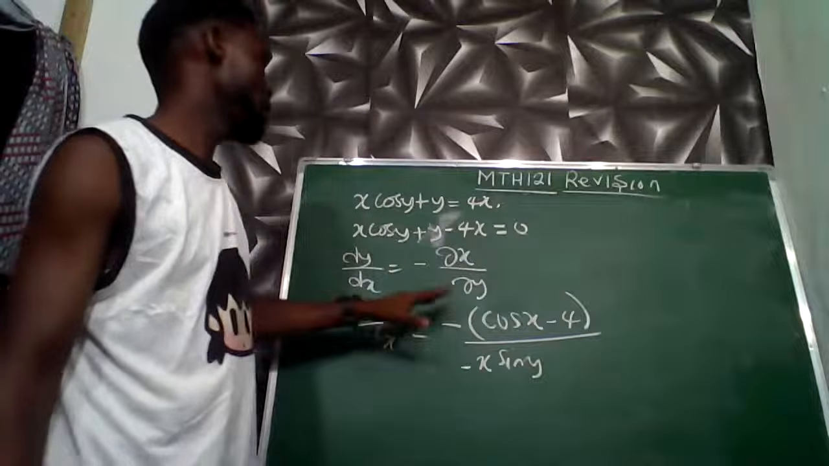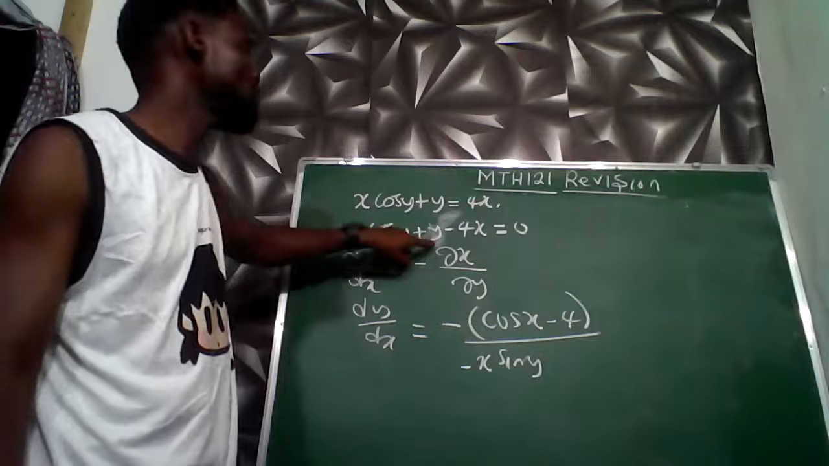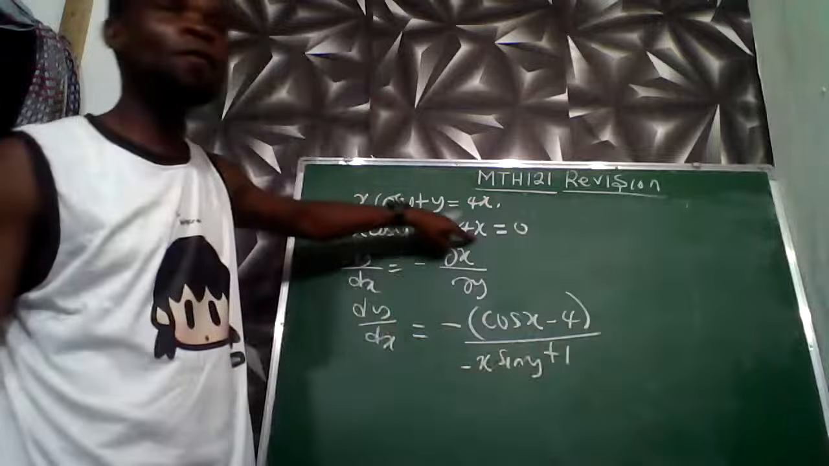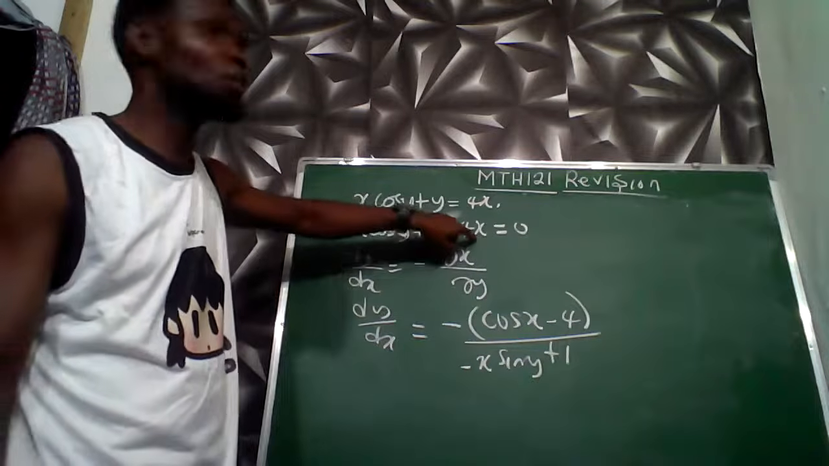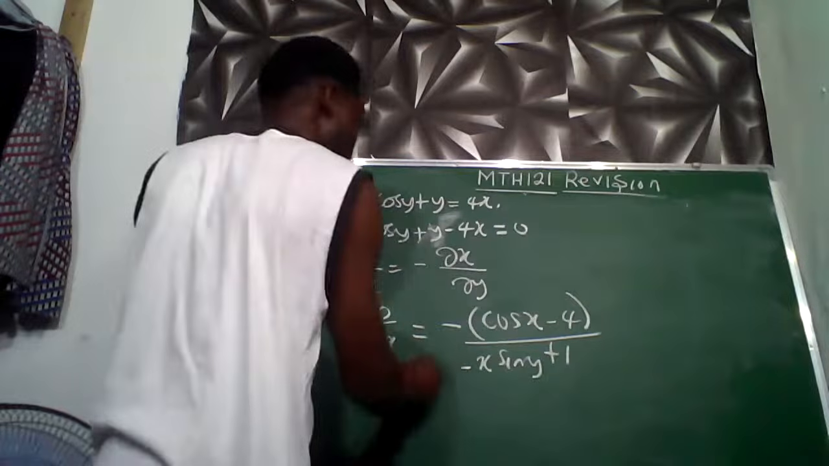Okay. Now, does this have y? Yes. What's the derivative of y? 1. So that will be plus 1. Does this one have y? No. So that means it is 0. Good. So we're done with differentiating that.